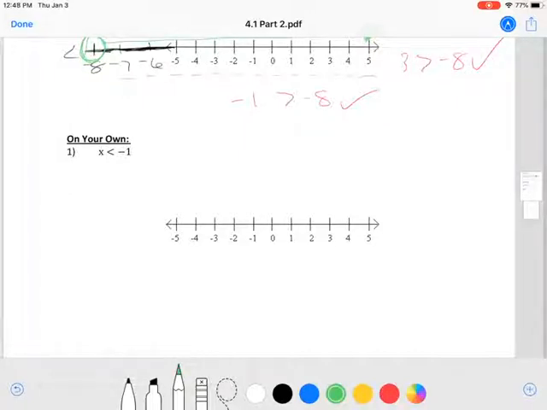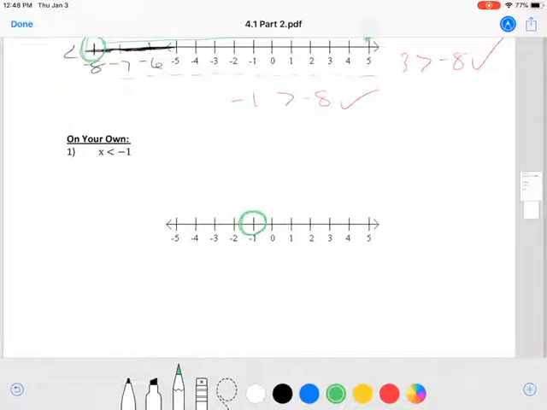All right, so x is less than negative 1. So first I know my dot is going on negative 1, and I know it's going to be an open circle because negative 1 is not a solution. It does not include negative 1. It's not or equal to.